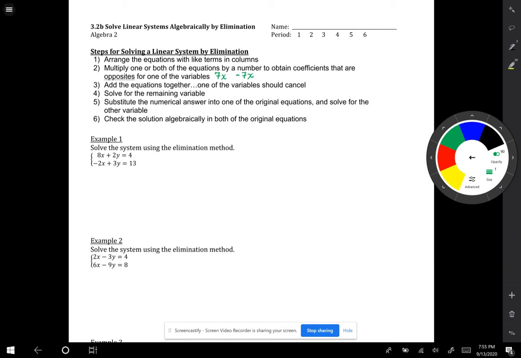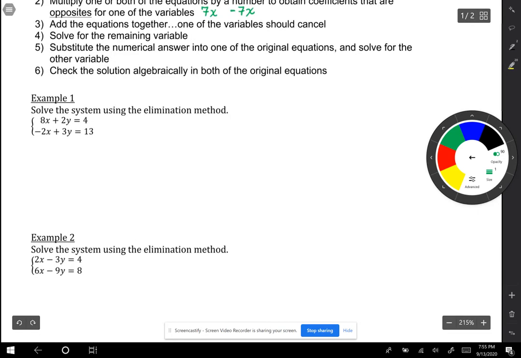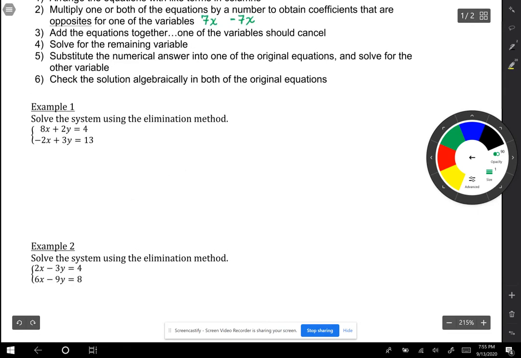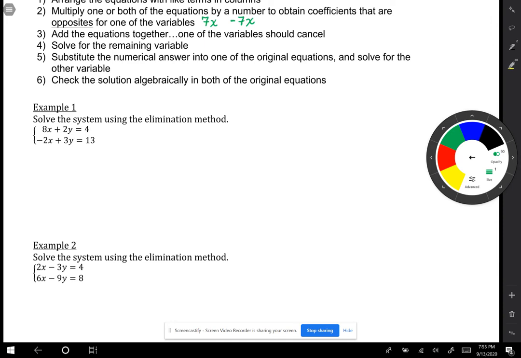If you look at the first example, we have 8x plus 2y equals 4, and the bottom equation, negative 2x plus 3y equals 13. Now, since we're not using substitution, it doesn't matter about there being a 1 or a negative 1 in front of a variable. Here, there aren't any, so you don't want to use substitution. Substitution works best only if there's a 1 or a negative 1 in front of the variable.